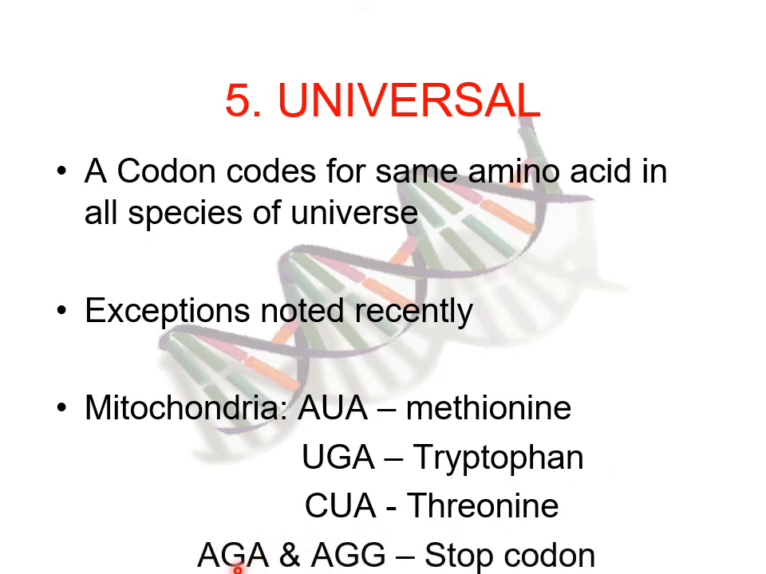Other two exceptions are AGA and AGG, which are the codons of arginine, and they code as stop codons in the mitochondria. So I have just shown the codons which are coding for the respective amino acids in the mitochondria. You can add here the actual amino acid which is being coded in the nuclear genetic code.